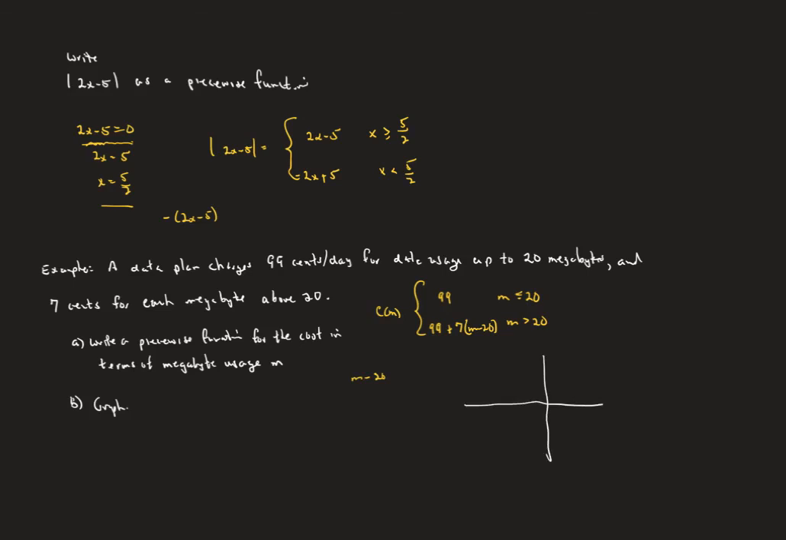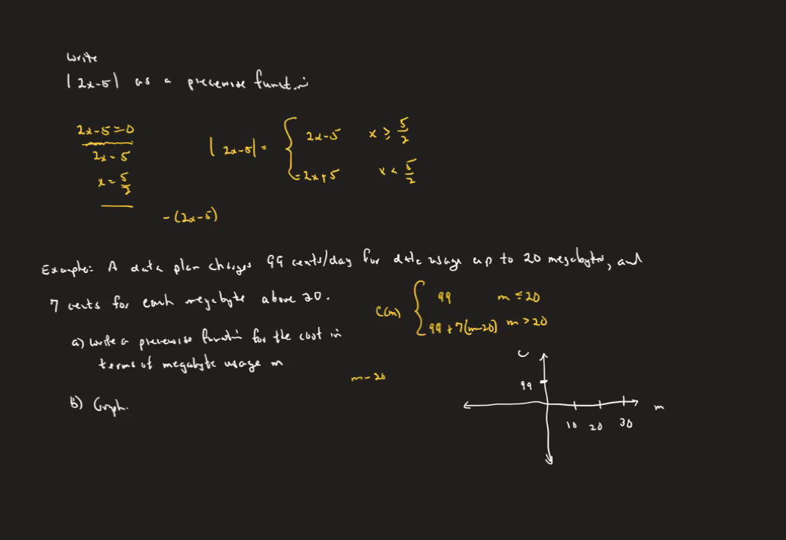Now, to graph that, I'm going to call megabyte usage over here, and the cost over here. I'm going to make our life easier: there's 10 megabytes, there's 20, there's 30, and so on. It's not going to be scaled great, but there's 99, and then I'll just imagine what it's going to do from there.